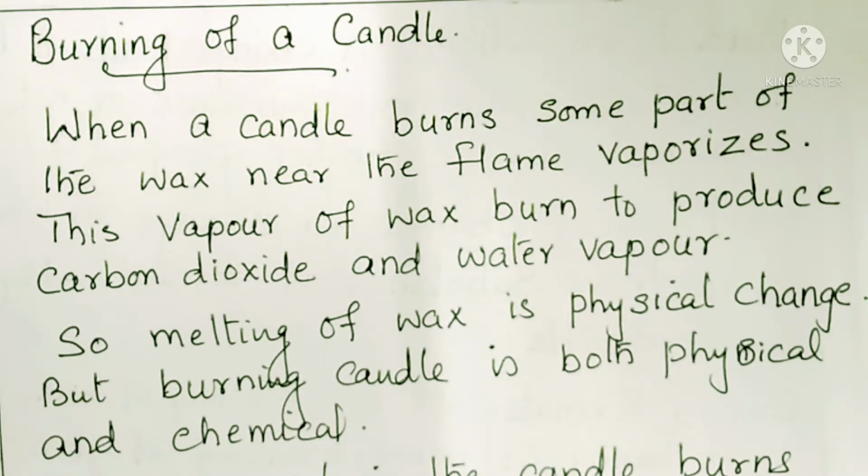When you burn the candle, the wax which is covering the wick will start melting and come down. So usually we say that burning of candle is a physical change, but it is not completely true. What happens is, when the wax burns or melts, some part of the wax will come down, but near the wick where the flame is, what happens?